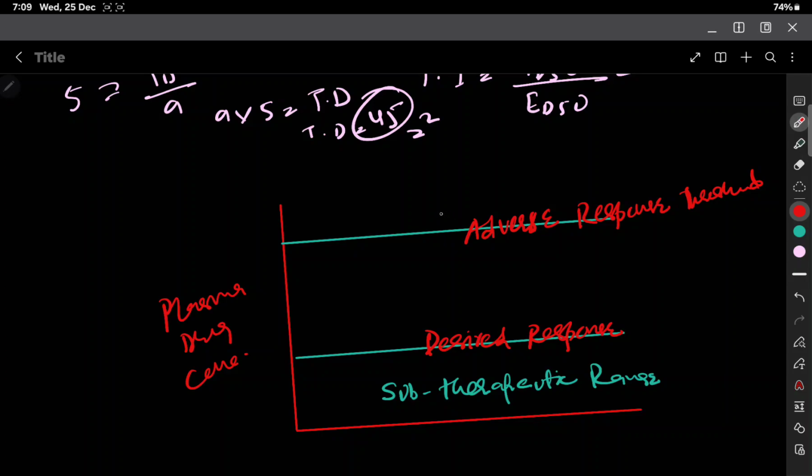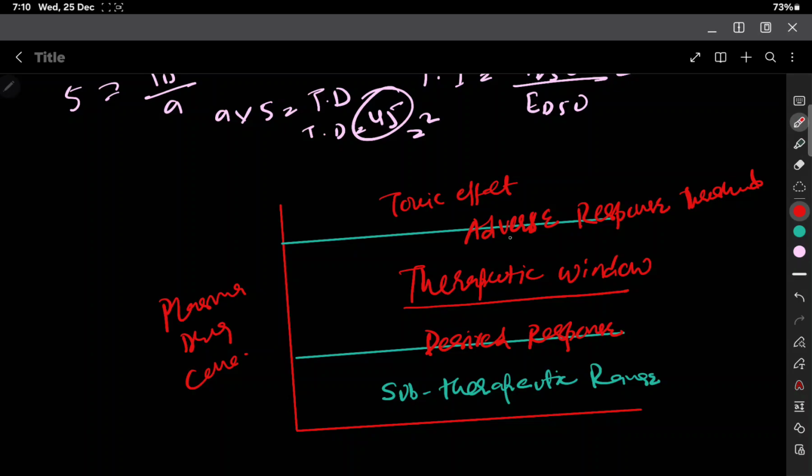Further, if you increase the dose of the drug, it will show its toxic effect. So here it will be the toxic effect of the drug. So what we have is the subtherapeutic range, then the desired response. In between this adverse response threshold and desired response threshold, there is this range. This range is called the therapeutic window, or we call it the therapeutic range.